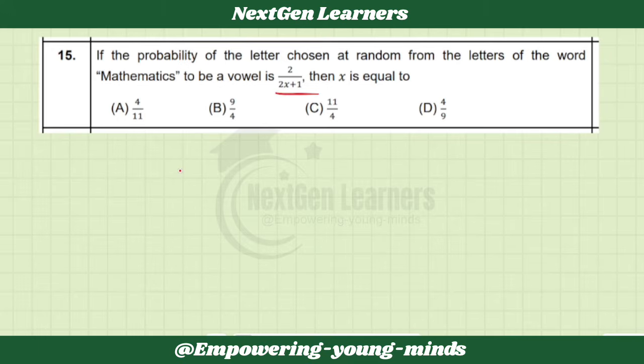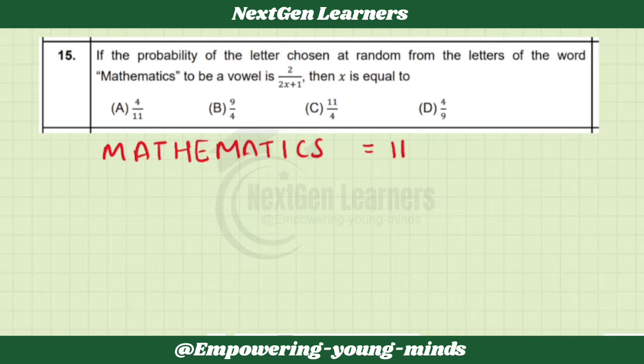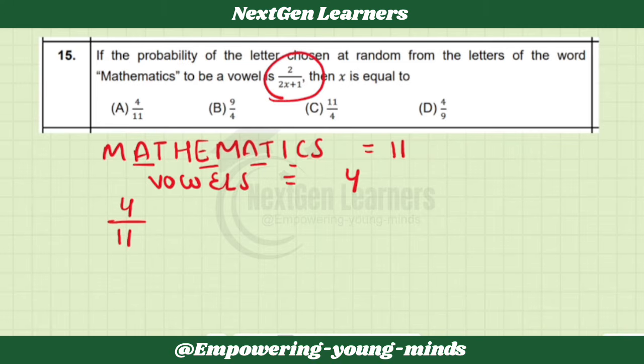So now total letters in mathematics, the word is given as mathematics. So total letters is 11, and the number of vowels is 4: A, E, A, I. So the probability of vowels should be 4 upon 11, and 4 upon 11 is also given as 2 upon 2x plus 1.